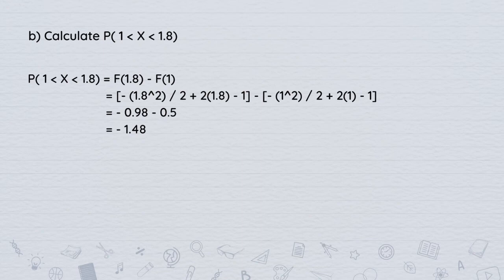The second question, calculate the probability of x between 1 and 1.8. We should actually integrate this, but we have done this previously, so we'll just substitute and subtract. So we'll get negative 0.98 minus 0.5, and the answer is negative 1.48.